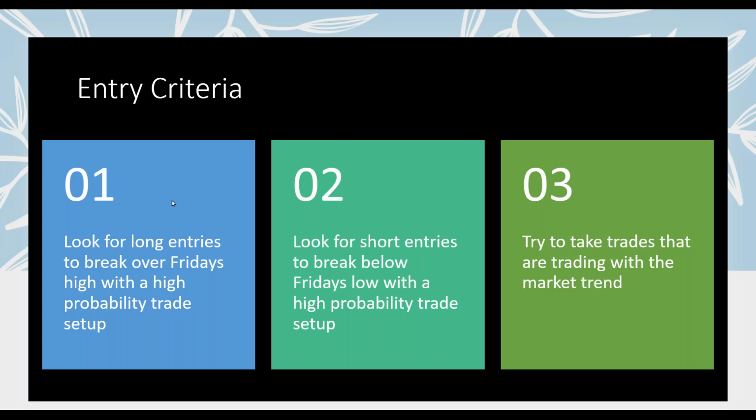Now the key on these is when you look at those on Monday morning, you're looking for long entries to break above Friday's high with a high probability trade setup that we talked about. And for the shorts, you're looking for a stock that has broken below Friday's low with a high probability trade setup, and try to take trades that are trading in the same direction as the market. So if the market is bullish on Monday, you would be looking at the longs. If it's bearish, you'll be looking at shorts.